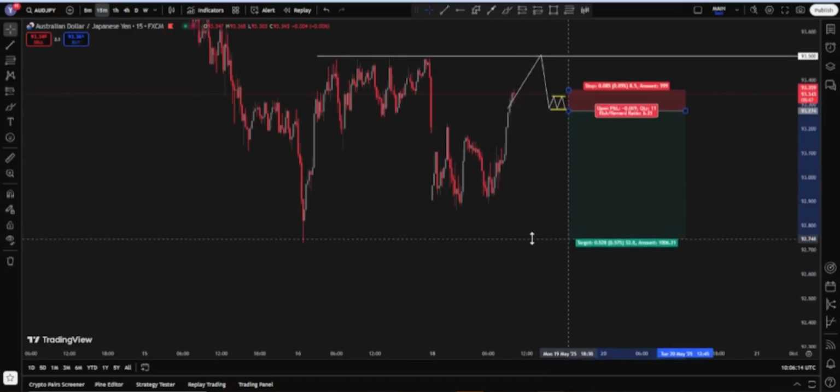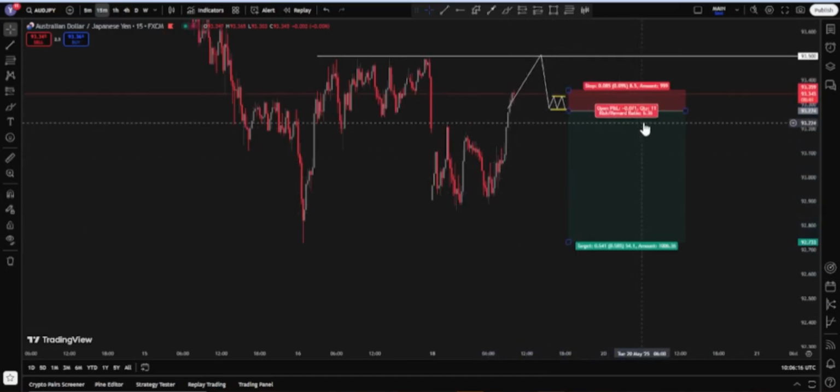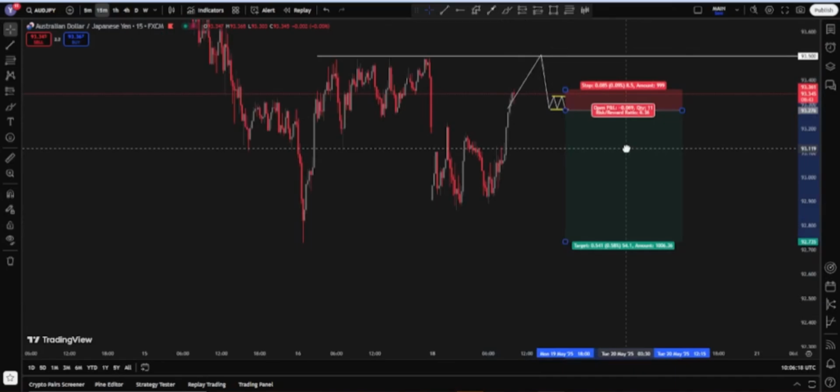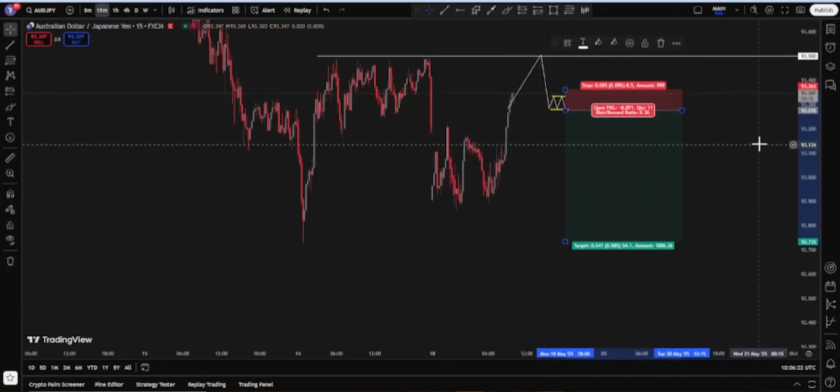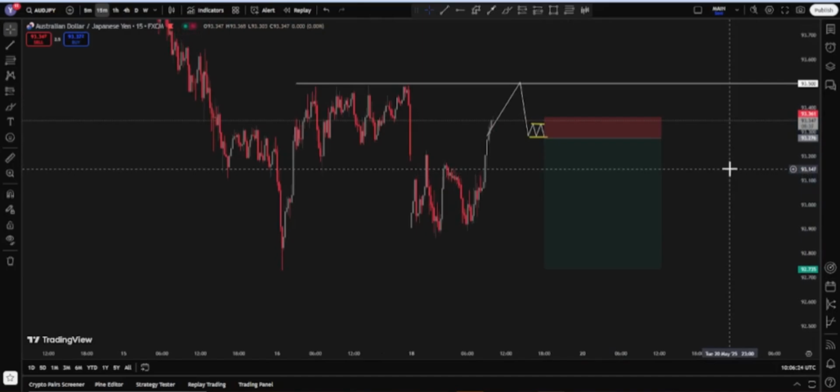I have my first TP at this level. The risk to reward on this one is 1 to 3. That's what I'll be looking at. Okay, so either extracted or non-extracted flag, I can take both. So this is what I'm looking for on AUDJPY.